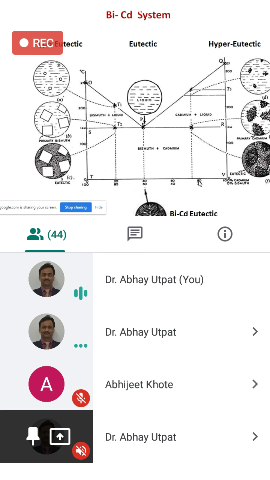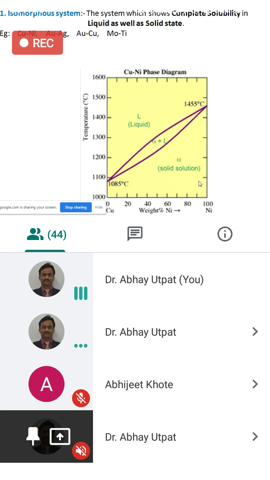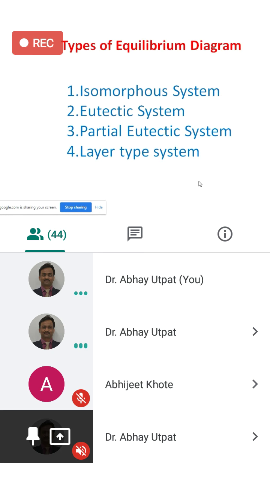So this is the cooling behavior of hypoeutectic, eutectic, and hypereutectic system. So friends, please draw this microstructure, take the screenshot, and then practice drawing it in your notebook. Okay. So in today's lecture, we have studied types of phase diagram. First one is isomorphous system. Second is eutectic system. Third, partial eutectic system. And fourth, layer type system.